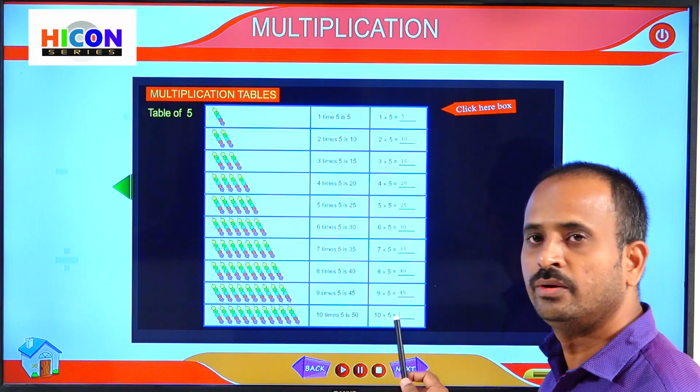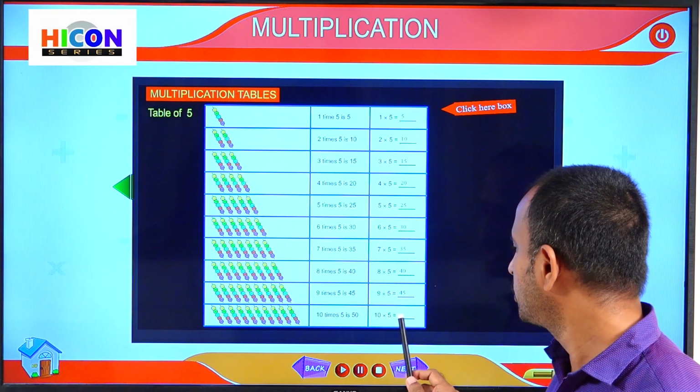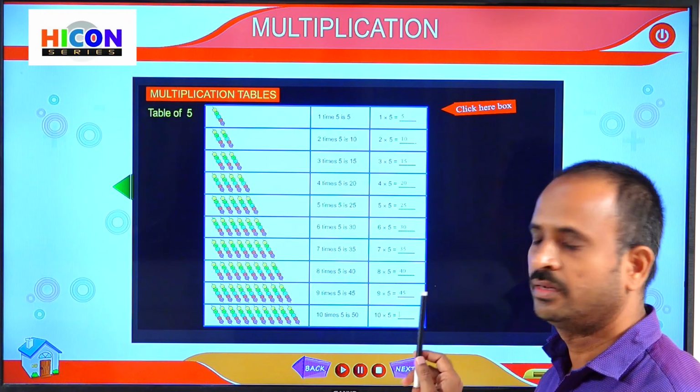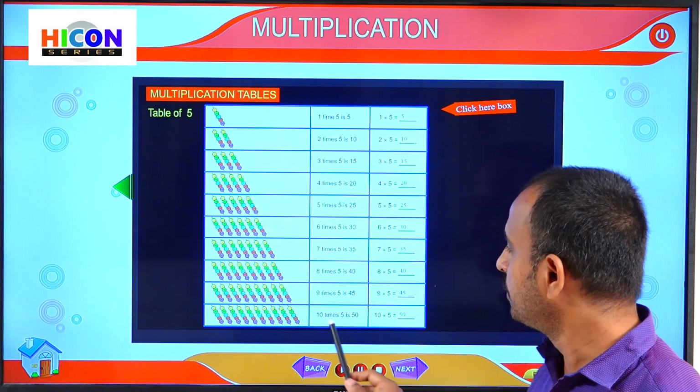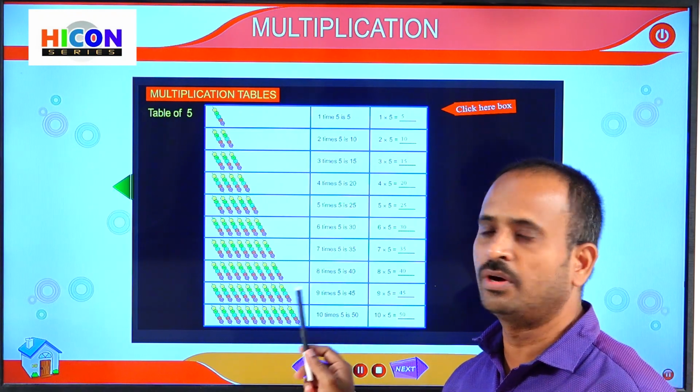That is 10 into 5. And 5 are, children, how much? 50. 10 5 are 50. So that means there are total 50 balls.